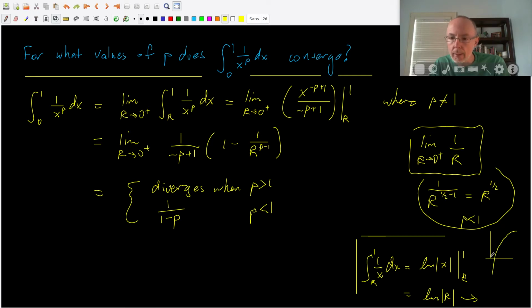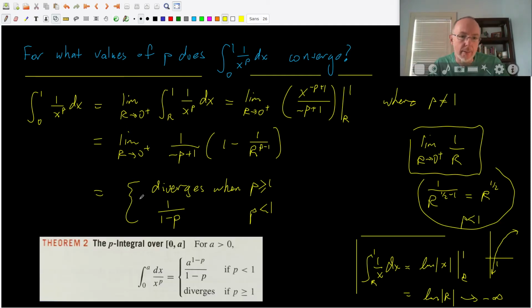So as there's our log function, as r approaches 0, that's the limit we're taking, we're heading down the curve this way. So that's heading off to minus infinity. So it's going to diverge in that case as well. So it diverges when p is bigger than or equal to 1, and it converges when p is less than 1, which is the other way around from the infinite regions.